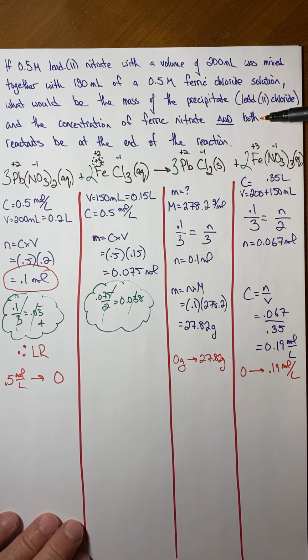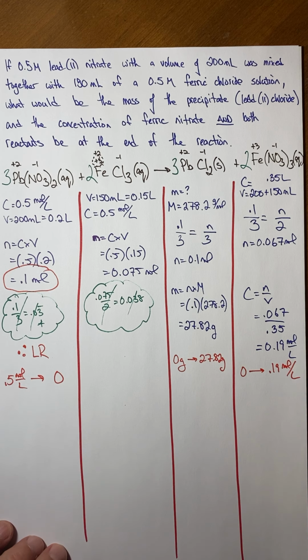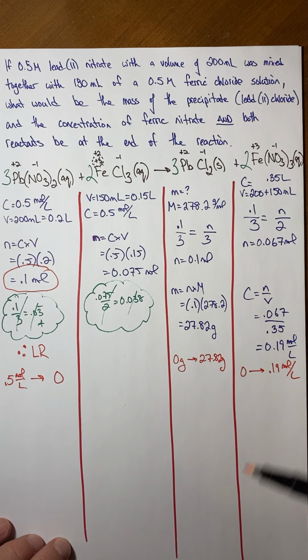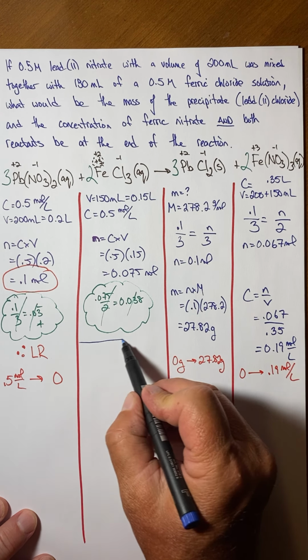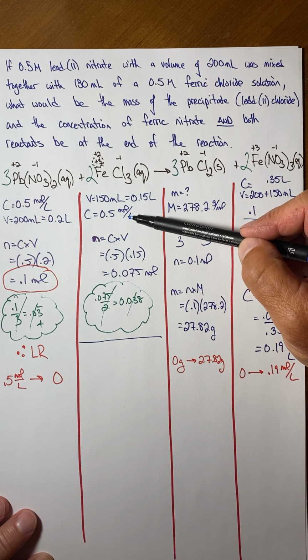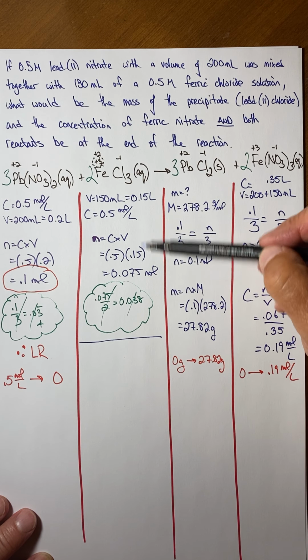Now, I asked for the concentration of both reactants at the end of the reaction. So the lead 2 nitrate is going to have a concentration of 0. There's not going to be any of it dissolved in the water. But there is going to be some ferric chloride that's dissolved. So this is the hardest part. This is the most difficult part of any Stoich question that you're going to have. So I'm going to do a line. Remember, this is what I started with. I started with 0.5 mole per liter, and then I just converted it to moles. But this is my starting amount.